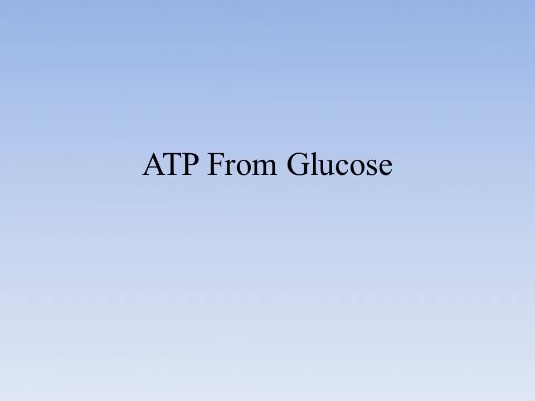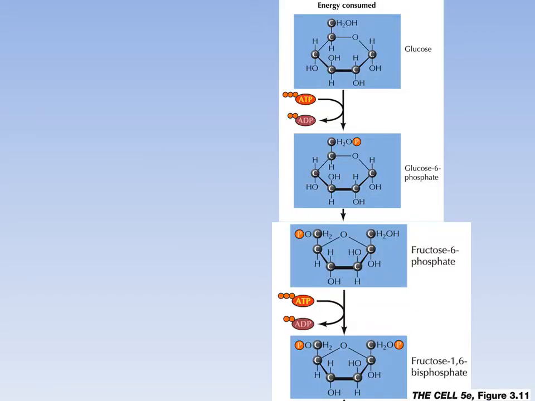Okay, let's look at glycolysis in a little more detail on how we're getting ATP from glucose. So the very first step in metabolism for most cells is going to be breaking down glucose to get ATP through the process of glycolysis. All right, so let's talk about glycolysis.